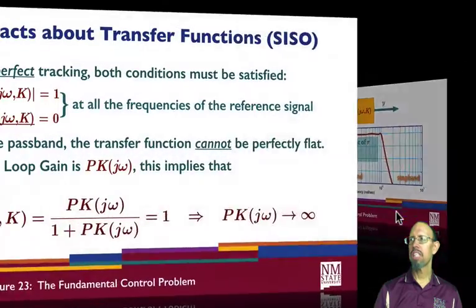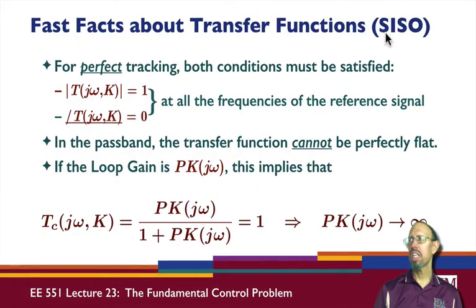So let's look at some fast facts about transfer functions. In this case, we're looking at single input, single output, but some of this can be extended to multi-input, multi-output. For perfect tracking, both conditions must be satisfied. The magnitude of the transfer function must be 1, and the phase of the transfer function must be 0 at all the frequencies of the reference signal.